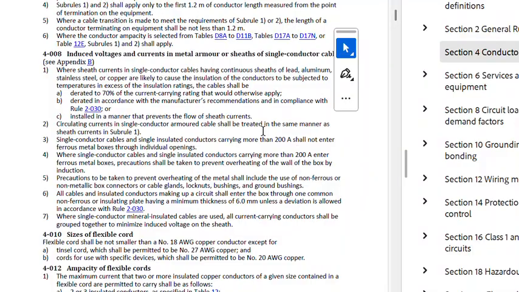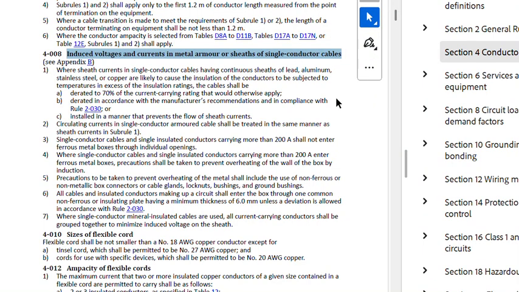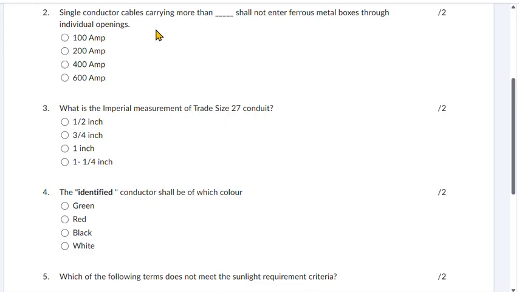Here we go. I actually have a whole video on induced voltages in metal armor and sheaths of single conductor cables. And I think this is sitting in there as well, though I'm not sure it really fits there, but it's in Section 3 here. Single conductor cables and single insulated conductor cables carrying more than 200 amps shall not enter ferrous metal boxes through individual openings. So the answer to question 2 would be 200 amps. Let's look at question 3.